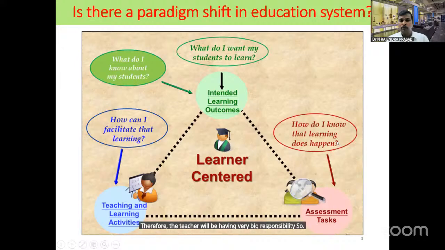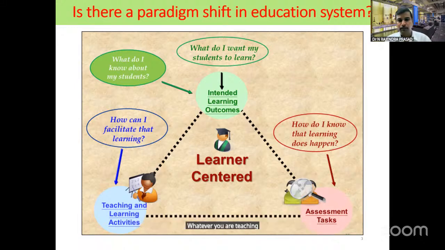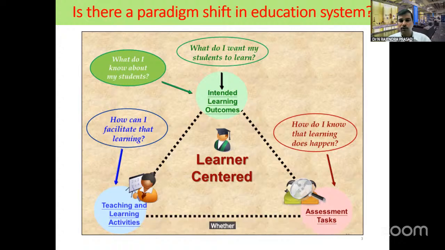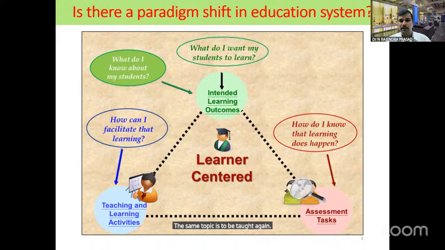While doing the assessment, you have to understand how you know that learning does happen. Whatever you are teaching, is it happening properly or not? Is it serving the proper good to the learner or not? Whether the intended outcome is going to be achieved by the student or not. You have to inspect these yourself. If you are capable of understanding the level of understanding of the student, then only can you decide whether the teaching is required again. Either the same topic is to be taught again, or some advanced aspect related to the topic is to be taught. These things are to be understood by the teacher.